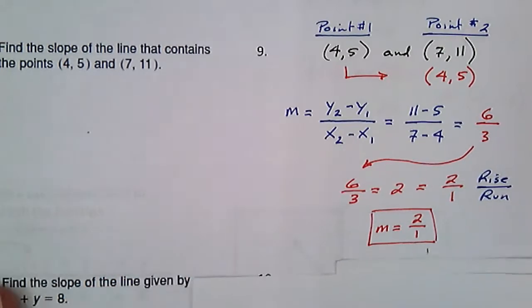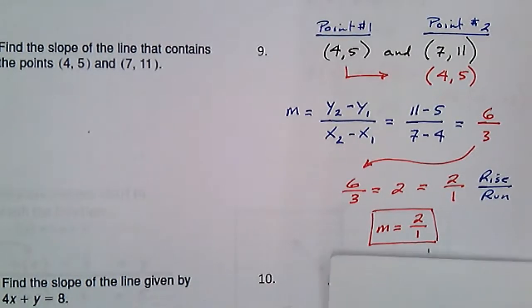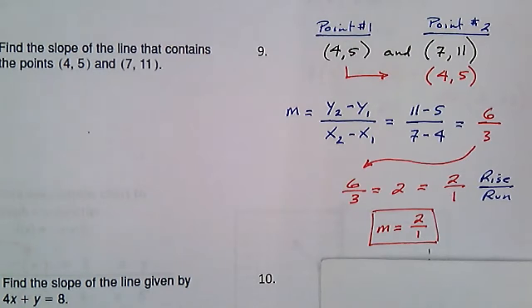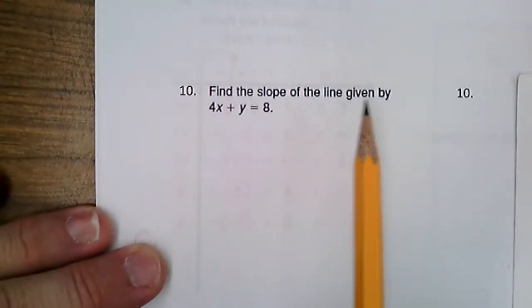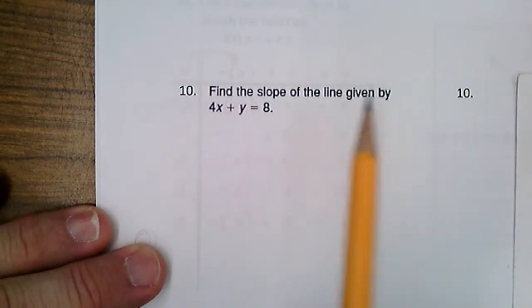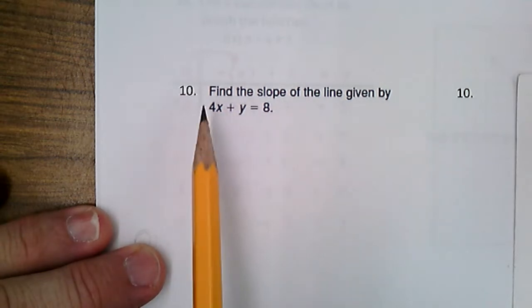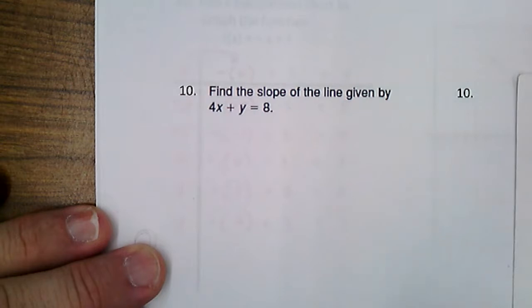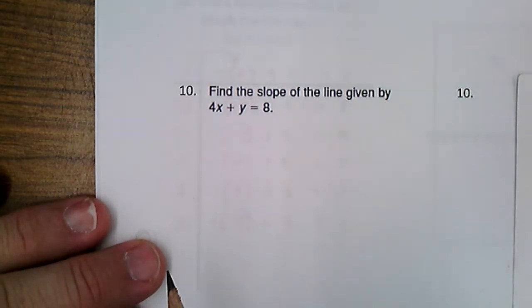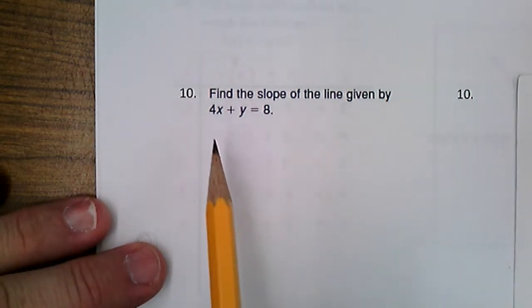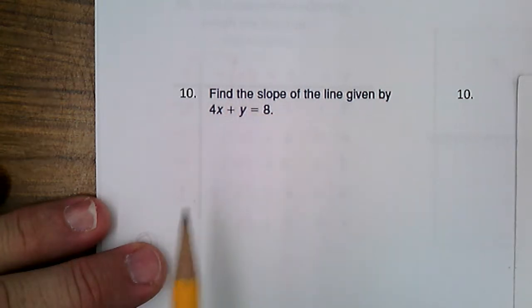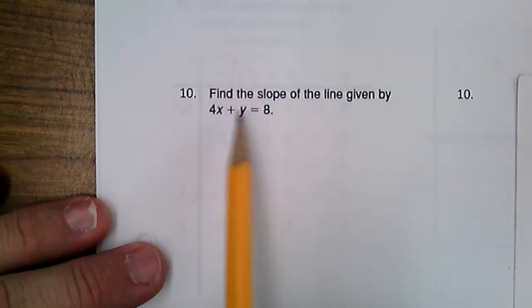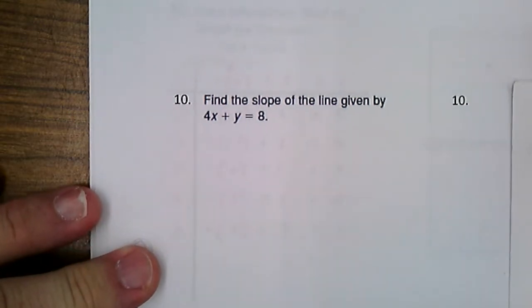2 over 1. All right, number 10. Moving along here. Number 10, it's asking for us to find the slope of the given line. So of the line given by, here's our equation. Okay, now we know that the slope is always the value next to x. However, we don't have this in the correct format. This is in what we call standard format, and we need to change it to slope intercept.